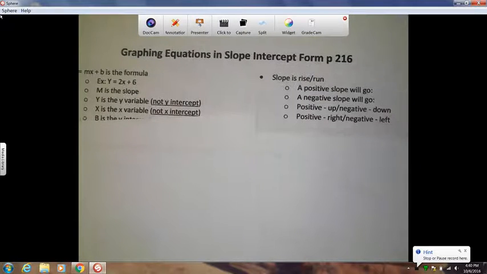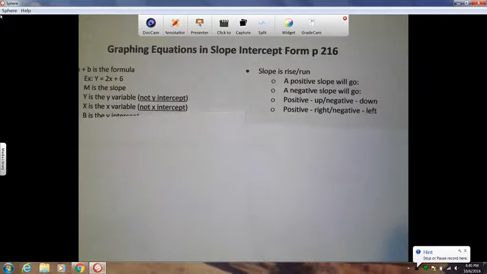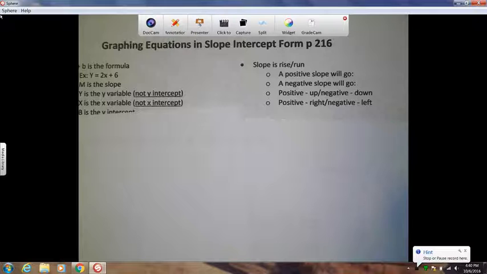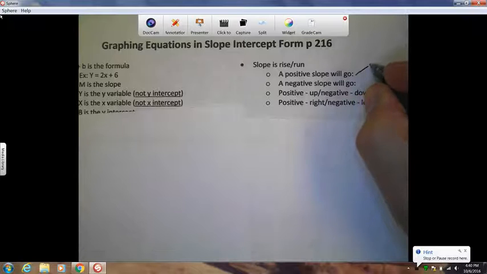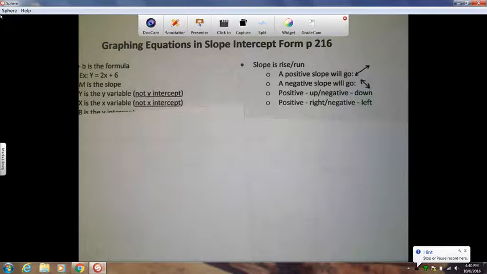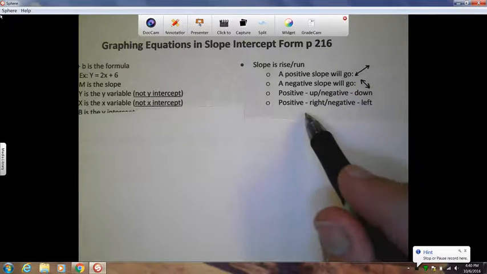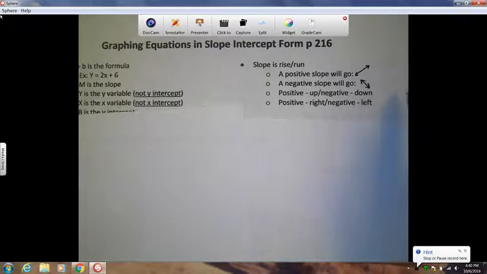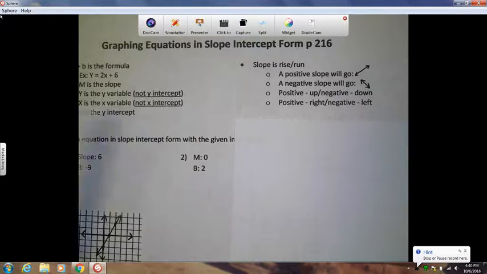Remember that slope is rise over run. So rise divided by run. A positive slope will be increasing as you look left to right. A negative slope will be decreasing. So if you go up, that's positive. If it's a negative number, you go down. Positive number, go right. Negative to the left. So remember those things. Let's look at some examples.